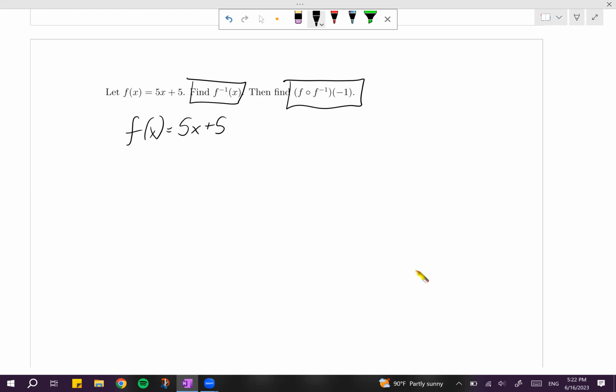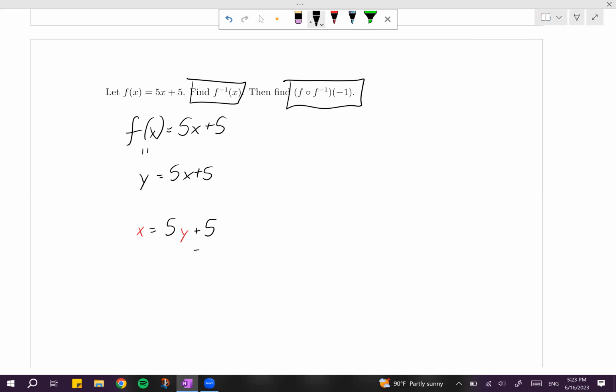All right, so I'm going to make this f of x equal to y. And then what I'm going to do is I'm going to switch my x and my y. So I'm going to get x is equal to 5y plus 5. And I'm going to solve for y in terms of x.